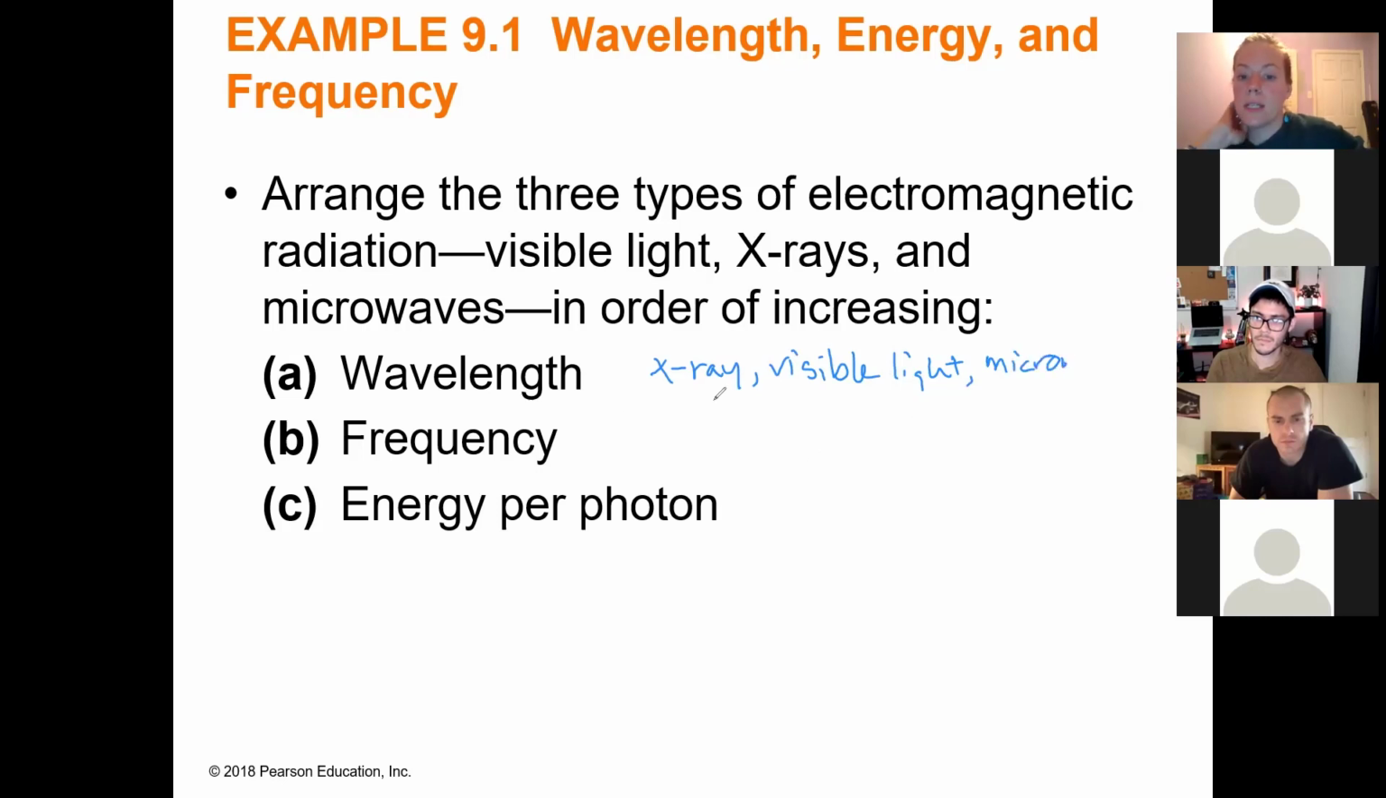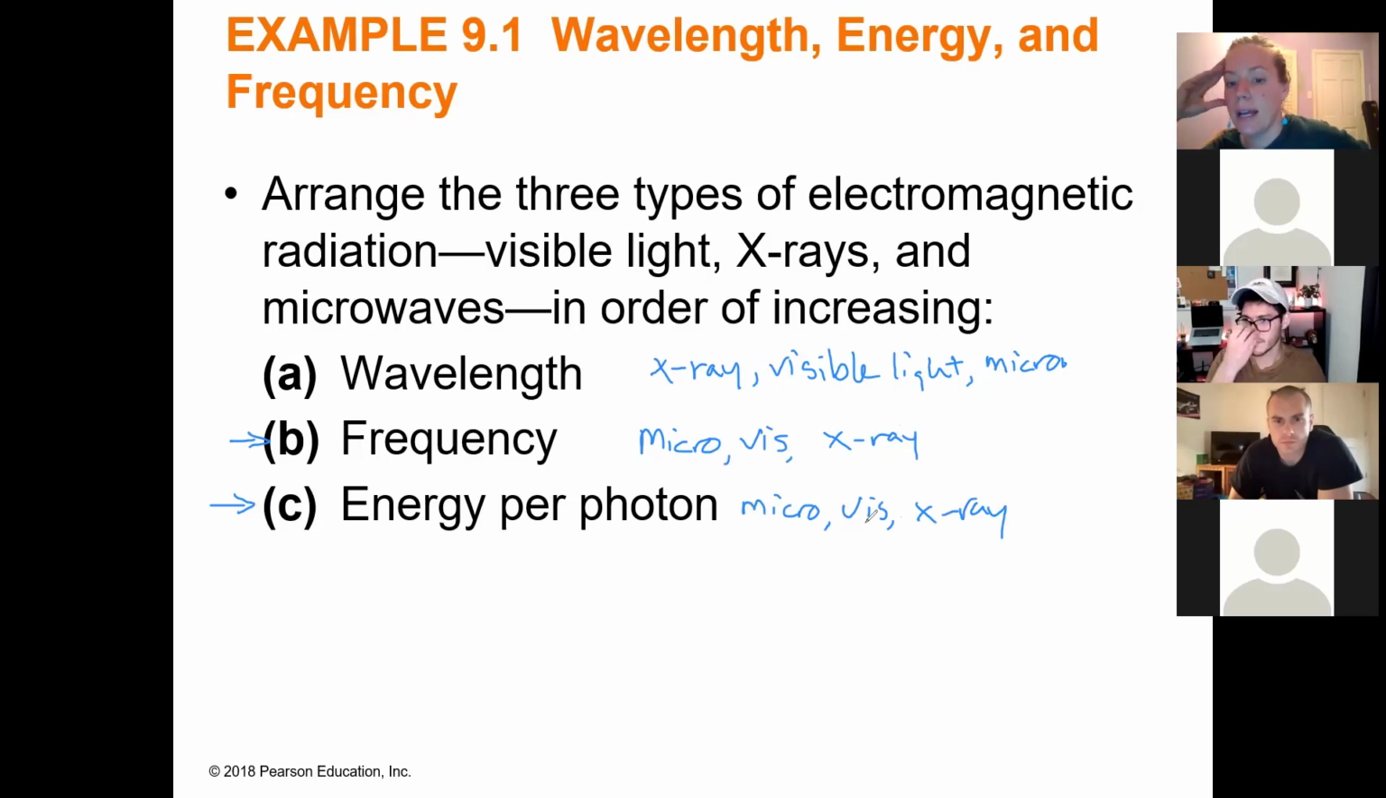We know that frequency is going to be inversely related. So it'll go microwave, then visible, then X-ray, right? And then these two things, this one and this one, are directly related to each other. So it will follow parallel to microwave, visible light, and then X-ray. Microwave has the lowest energy, visible light has a higher amount of energy than microwave, and then X-ray has the highest amount.